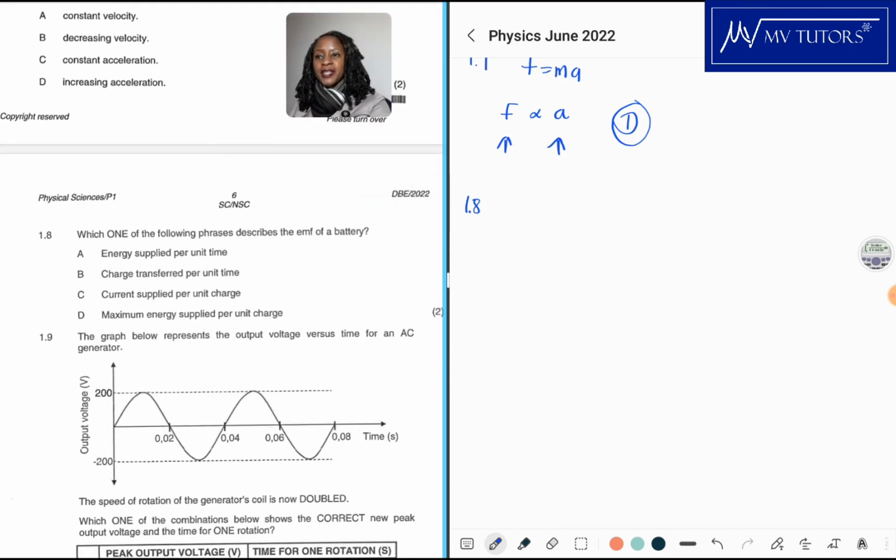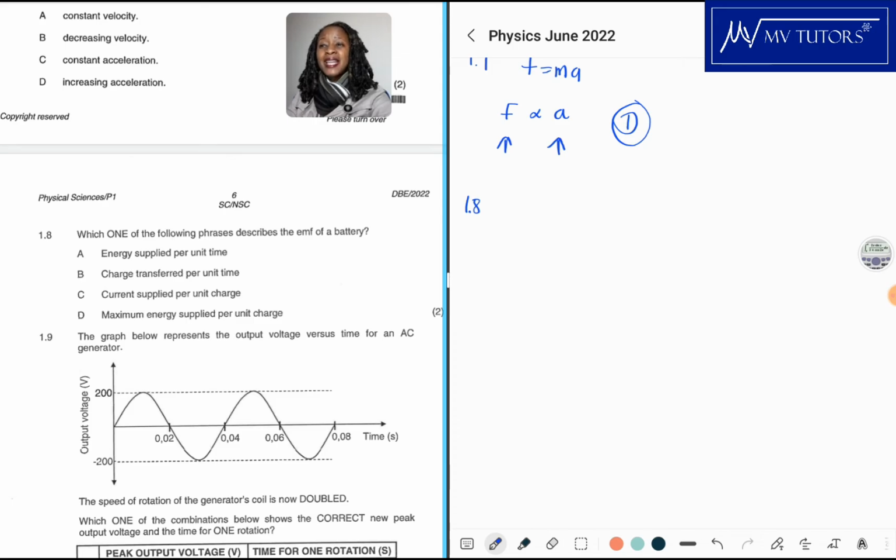Which one of the following phrases describes the EMF of a battery? Okay, a loose definition that I'm going to give with regard to the EMF is basically you get your maximum voltage in a circuit when there's no current, okay? Because as soon as you close the switch, or current starts moving around the circuit, you are going to lose some volts, okay? There will be some lost volts out there. And so if you were to measure the voltage, it won't be the maximum, which is the EMF. So EMF for me is maximum, okay? But let's look at the options given.